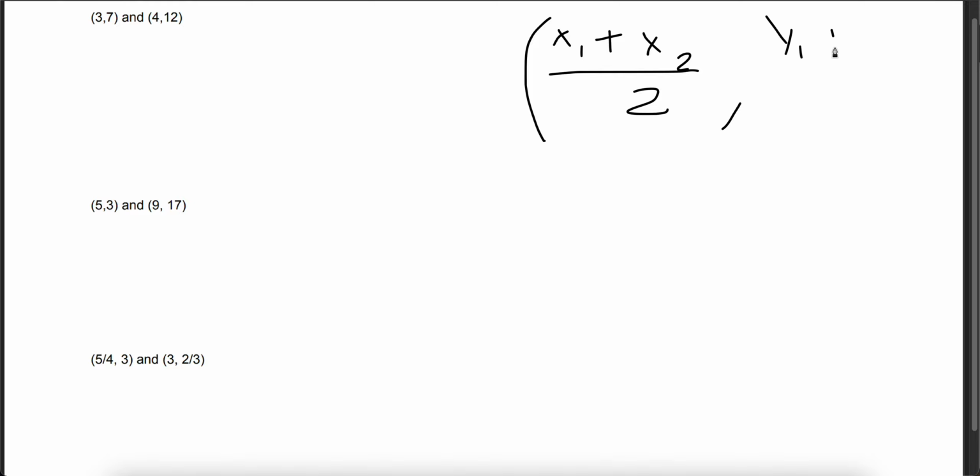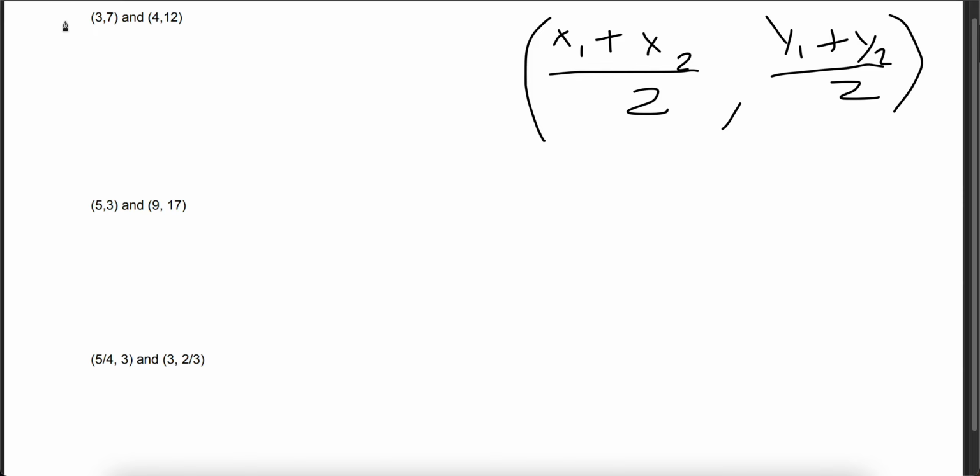So we know that the midpoint formula is x1 plus x2 over 2 and y1 plus y2 over 2. And this makes sense because you add the x values of both points and divide by 2, meaning that you get the middle of the x value and the middle of the y value. So it should be pretty intuitive.